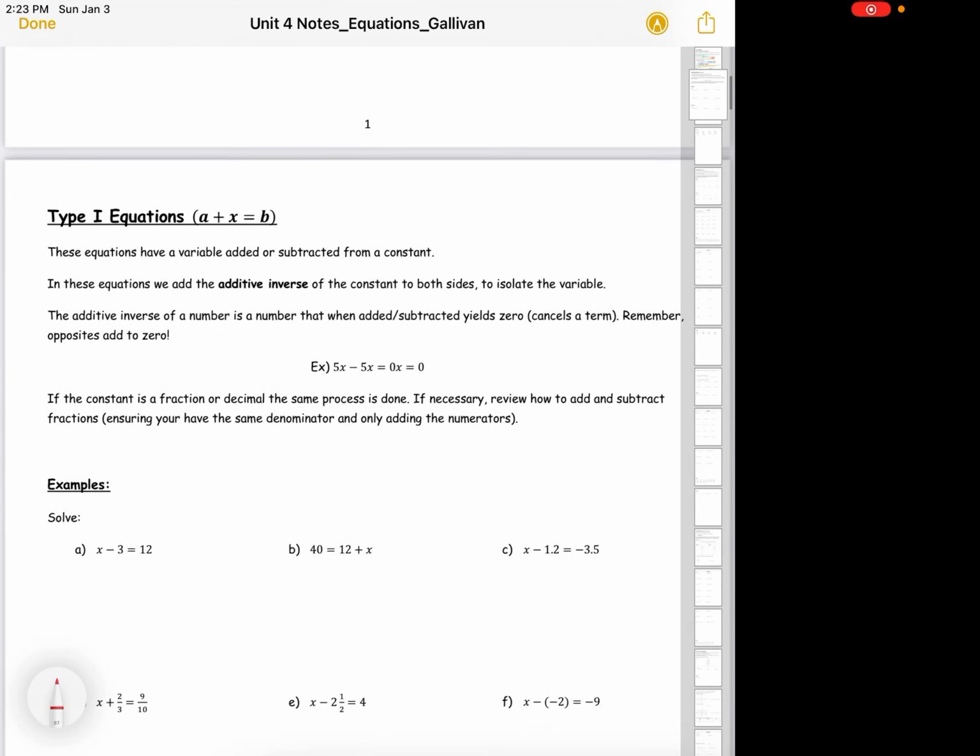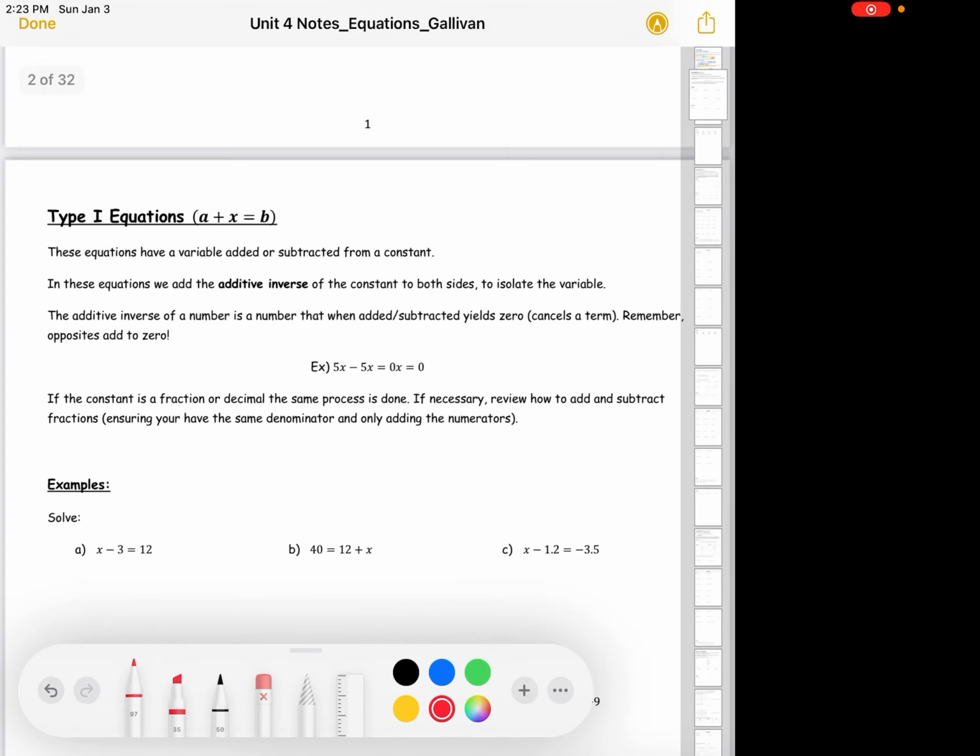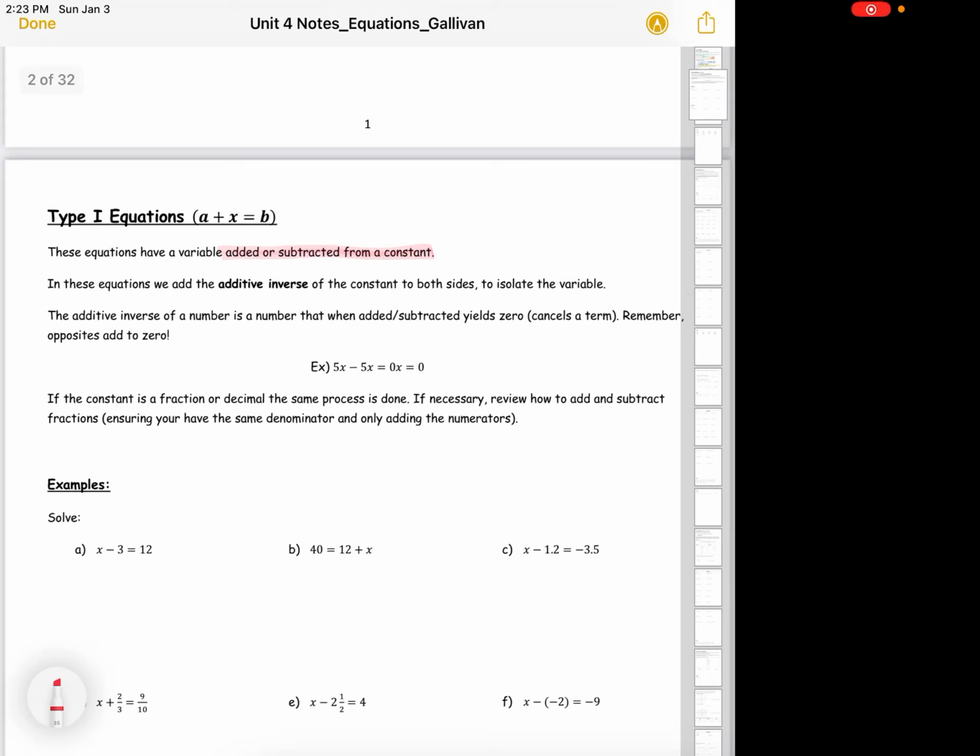Okay? Now, we're going to look at type 1 equations today, and then we're probably going to look at type 2 as well. Type 1, a plus x equals b. So they have a variable that is, so we're starting at a simpler level, that is added or subtracted from a constant. Okay? In these equations, we add the additive inverse of the constant to both sides to isolate the variable.